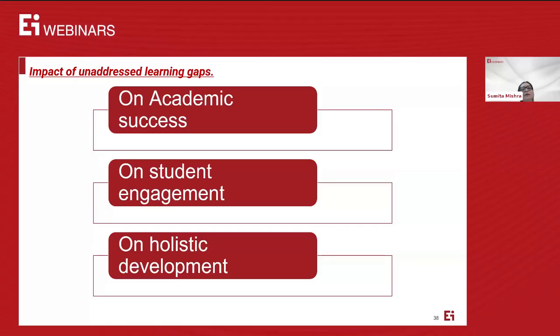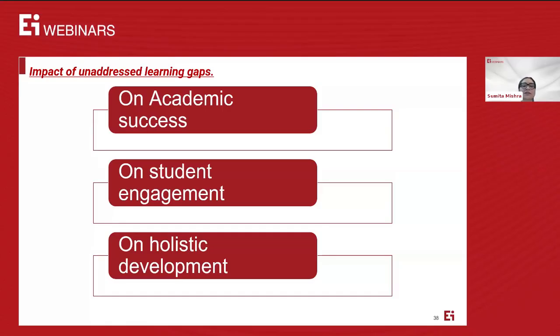But I think a more fundamental impact of this is on student engagement. It is very important that students who come to the classroom are not just passive learners, but are actively engaged with the material being taught in the classroom. So if a student has a learning gap, I think that he or she is not able to connect with what is being taught in the classroom.